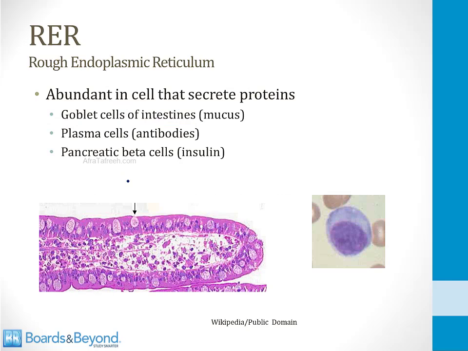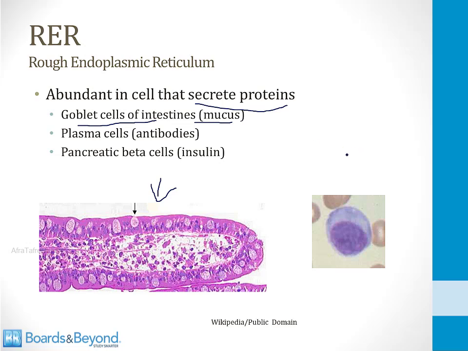This type of endoplasmic reticulum is especially abundant in any cell that secretes proteins. So, for example, you can find lots of rough endoplasmic reticulum in the goblet cells of the intestines, as shown in this slide on the bottom left of the screen. Those cells are responsible for synthesizing and secreting mucus.